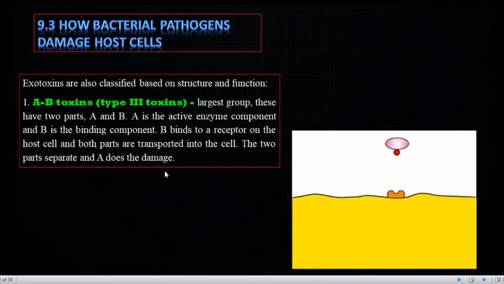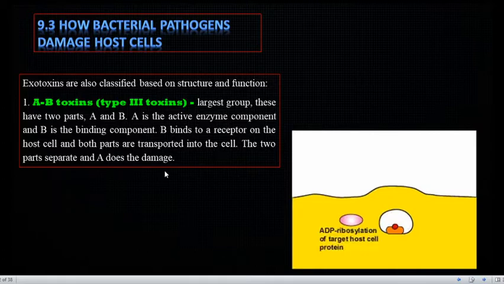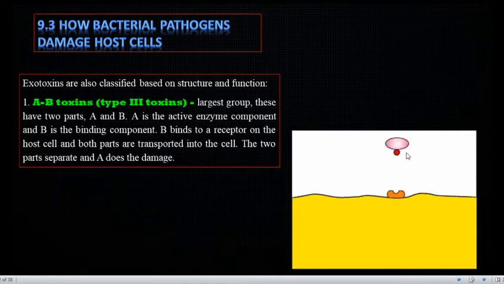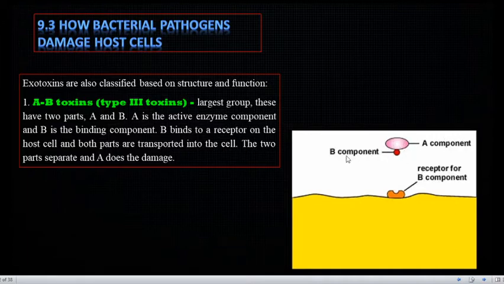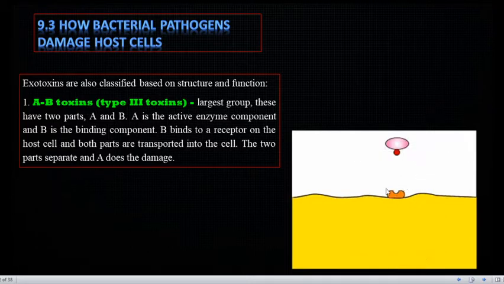So how will the active enzyme component do the damage? This is through inhibiting protein synthesis ng mga host cell. So pinipigilan ng part A natin na mag-produce ng protein yung mga host cell, and thereby killing your host cell in the process. So ito yung sample niya. This larger one is the A component and the smaller one is the B component. Ito yung receptor sa host cell natin.